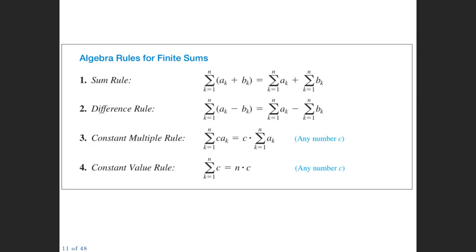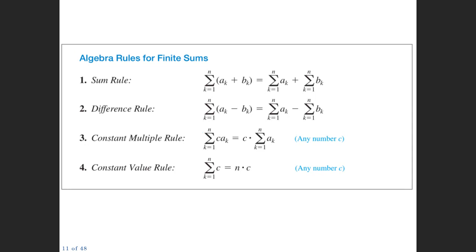If we have finite sums, we can add them together, we can take the difference, we can multiply them by a constant, in all of the ways we expect. For example, the sum of a_k plus b_k is the same as the sum of a_k plus the sum of b_k. Or if we have a number c, we can take that outside of the sum. The sum of c a_k is c multiplied by the sum of a_k.